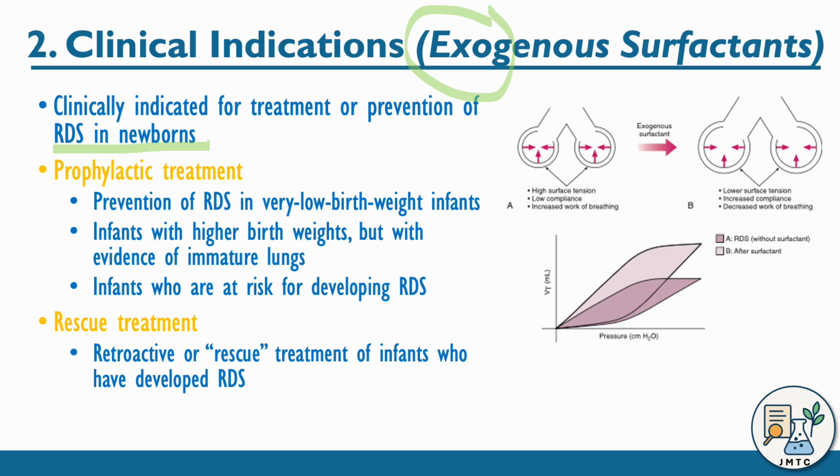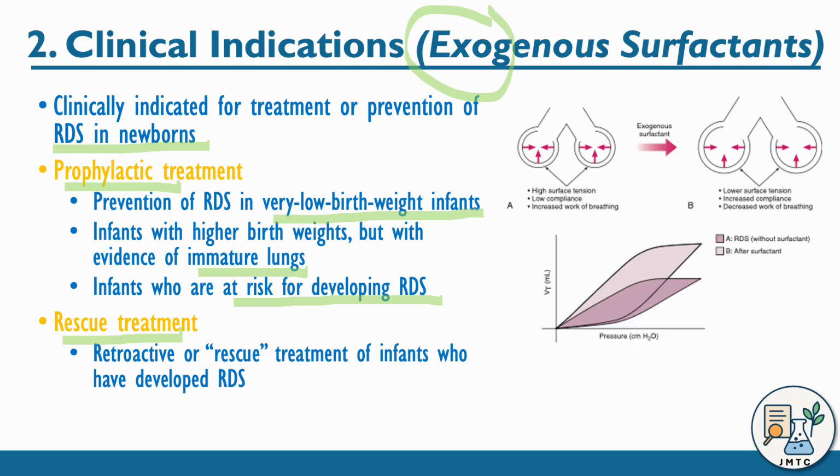There are two modes of treatment. Meron tayong prophylactic treatment at rescue treatment. Sa prophylactic meaning prevention. Ibibigay ito kahit wala pang symptoms or severe symptoms para maiwasan ang RDS. Sinong mga may kailangan nito? Very low birth weight infants, infants with immature lungs kahit mataas ang weight, babies at high risk of developing RDS, mga lumabas ng 7 months or below. These are babies na alam natin na kulang ang surfactant, so we act early. Ang goal natin dito is prevent collapse before it happens.